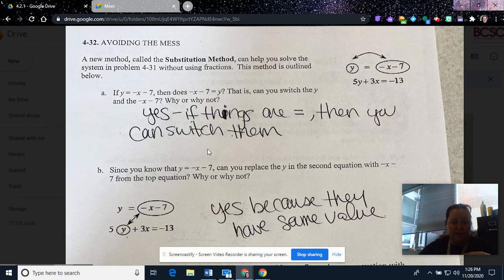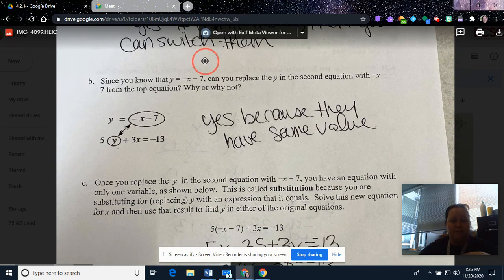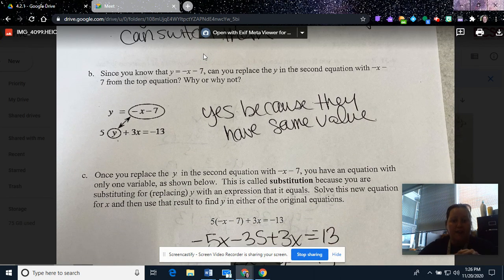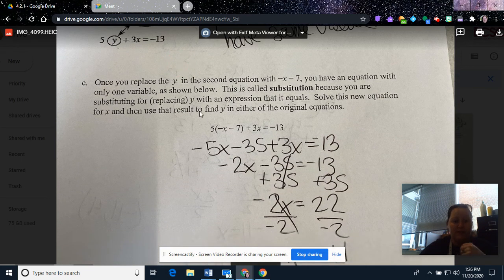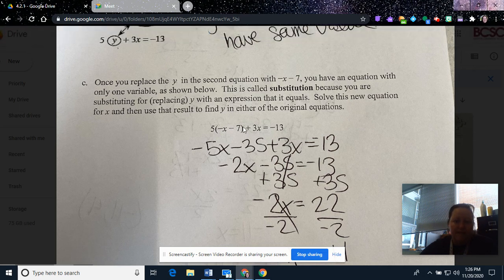So I wrote, yes, if things are equal, then you can switch them. Since you know that, you can replace the y in the second equation with negative x minus 7. If you know that y equals this, that means you can stick it in for y because they have the same value. So now remember this equaled y, but now we know that that equals negative x minus 7. Those two things equal each other.